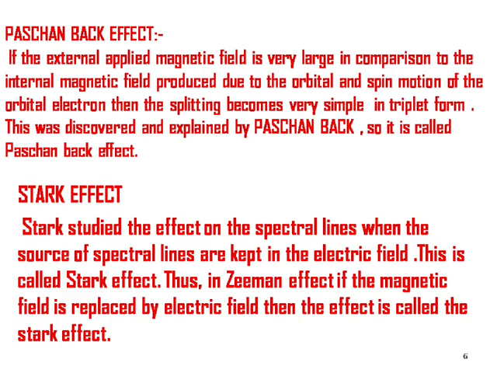Paschen-Back effect. If the external applied magnetic field is very large in comparison to the internal magnetic field produced due to the orbital and spin motion of the orbital electron, then the splitting becomes very simple in triplet form. This was discovered and explained by Paschen-Back, so it is called the Paschen-Back effect.